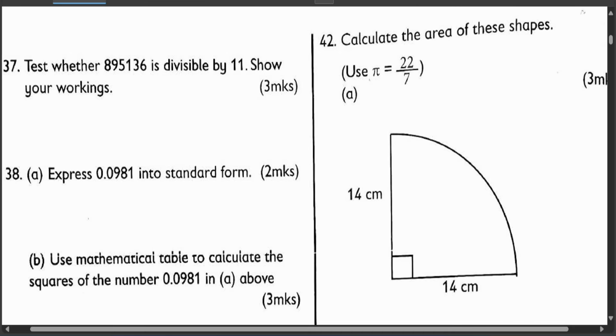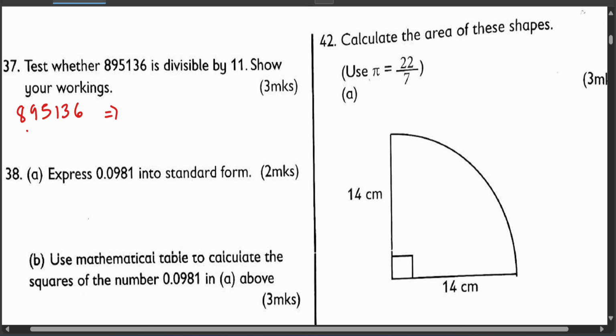Question 37. Test whether 895,136 is divisible by 11. Now, how do you know a number is divisible by 11? You've been told to show your workings, and you need to show it. So this is not the working. Mind you, don't do this type of working. This one will be 0 marks. You've been told to test, so by dividing it by 11, you're not testing, you're finding the solution to that problem.